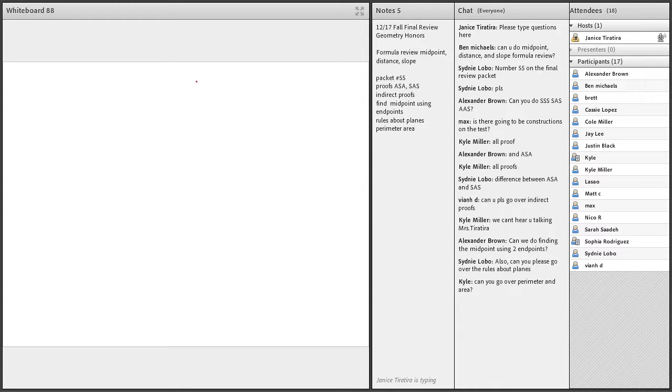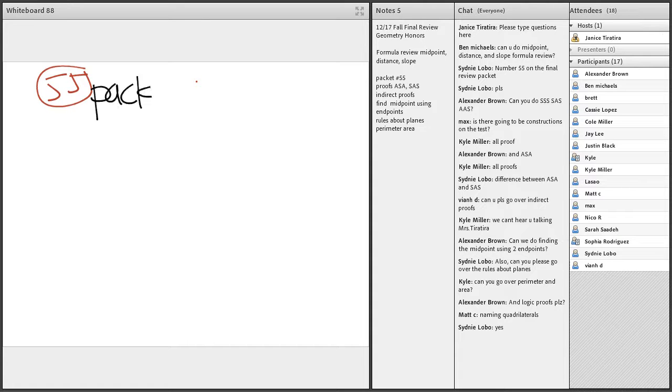Okay, so the next one is number 55 on the packet. Let me find that packet. Number 55, is that the one with the trapezoid? Let's see, I'm gonna triple check. Yes, okay. So number 55 in the packet is a picture of a trapezoid. It tells it's an isosceles trapezoid, so even better.